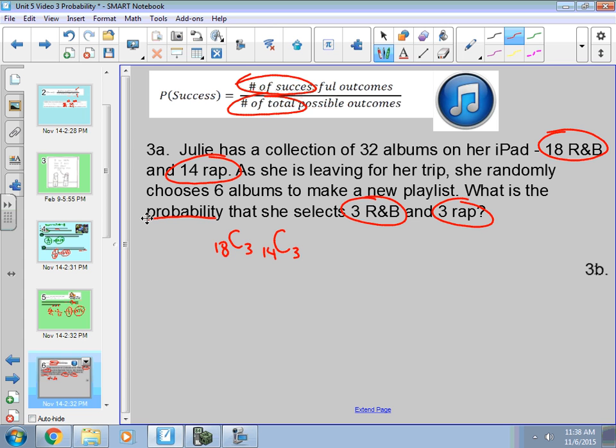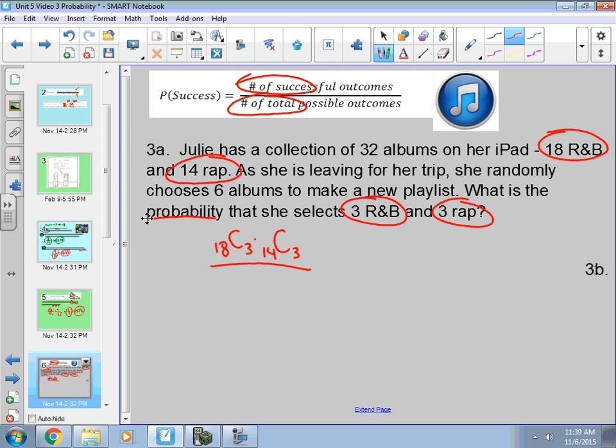So we need to figure out both of these numbers of possibilities. How many possible ways of choosing the R&B? How many possible ways of choosing the 3 rap? And remember, with possibilities, you always want to multiply those together to find the total possibilities. So that's the top of our probability fraction. On the bottom, we need to figure out the total. How many total ways of doing this?